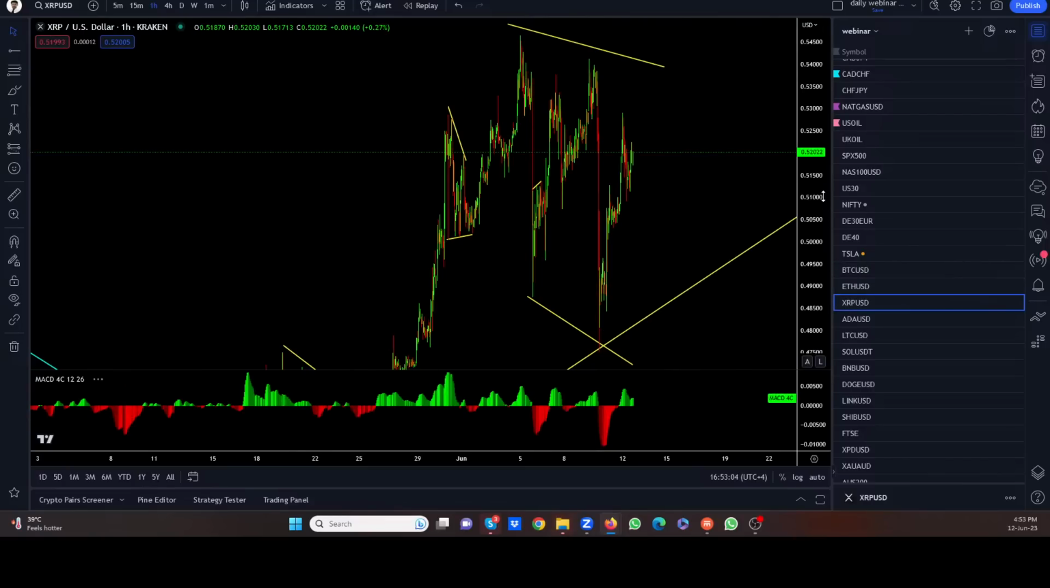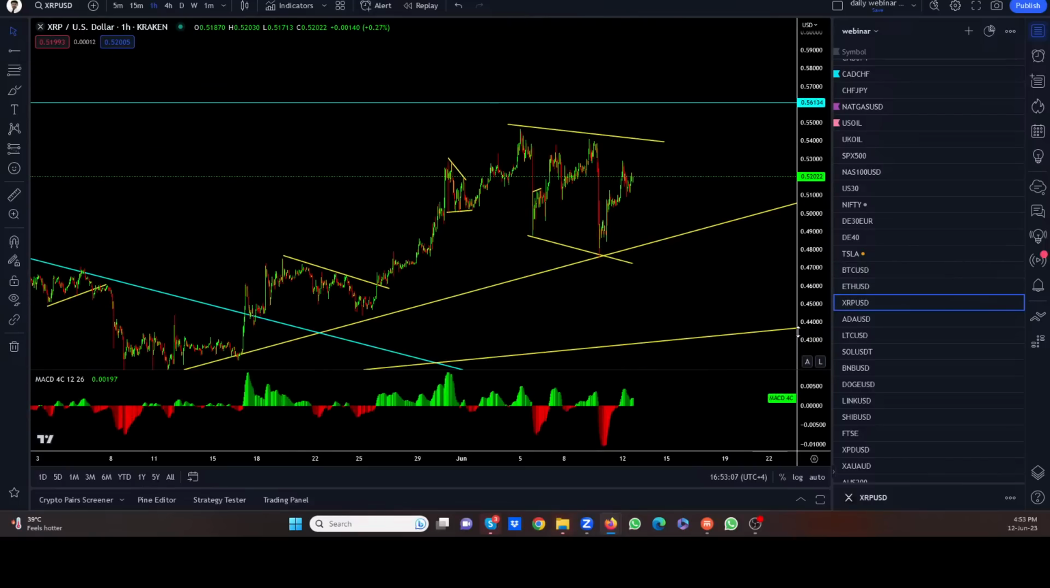XRP. Okay, this doesn't have to go down. This is going up. You can see the flat clearly here. 1, 2, 3. This gives you a buy setup here. Take it because you're going out of the structure. So this has a buy setup. This is the only one that has a buy setup.